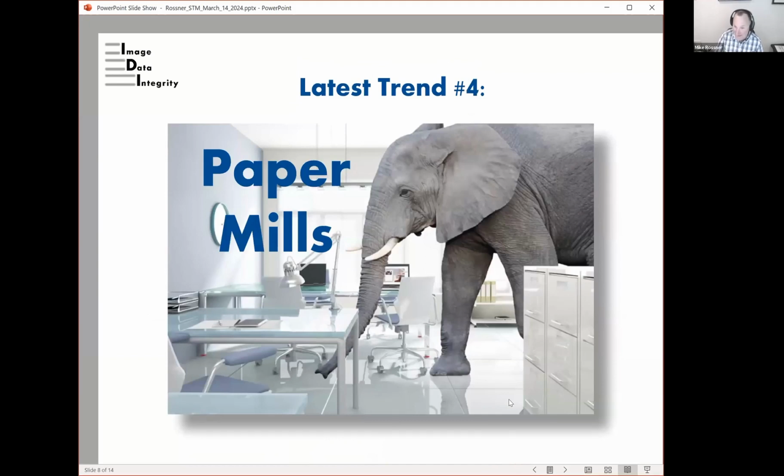Latest trend number 4 is the elephant in the room, and that is paper mills. I have to say, I have not personally encountered paper mills in the type of work that I do working for investigative committees. They have just not hit that stage in the publication process or in the investigation process. So I'll leave the discussion of paper mills to the other folks on the panel who are dealing with that problem every day.